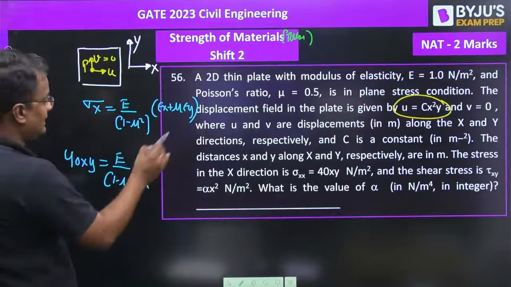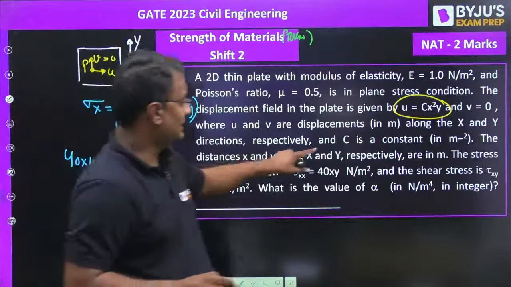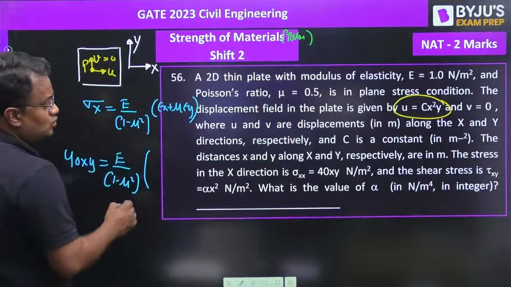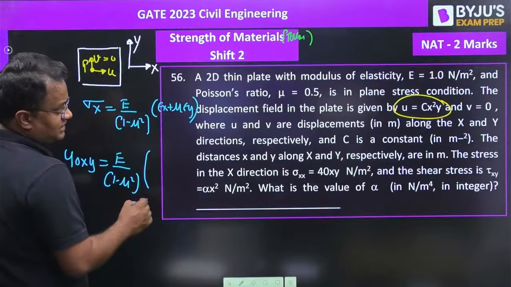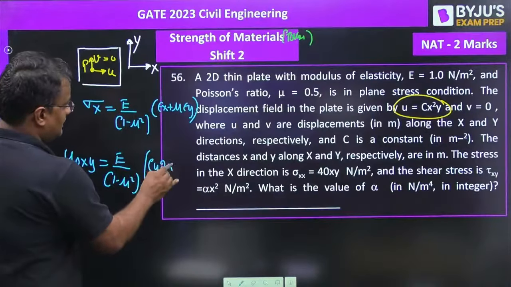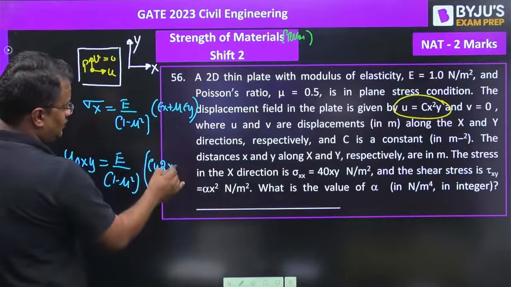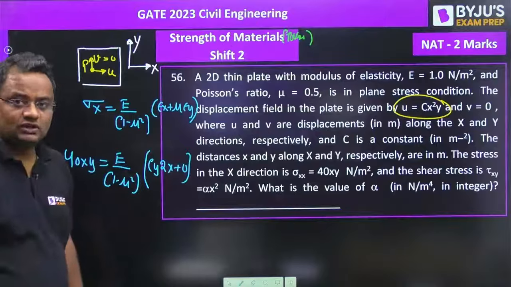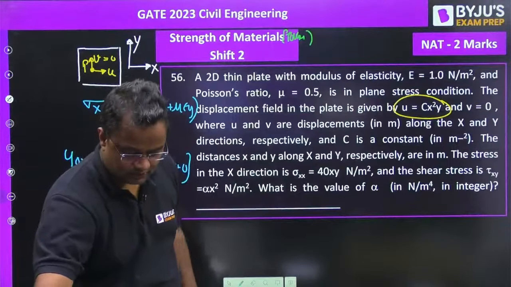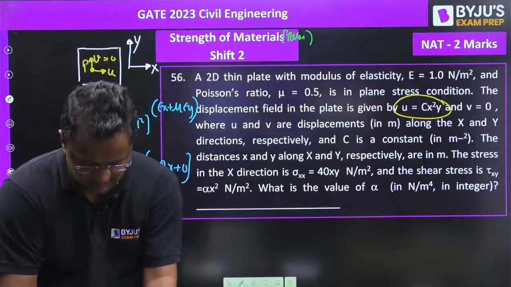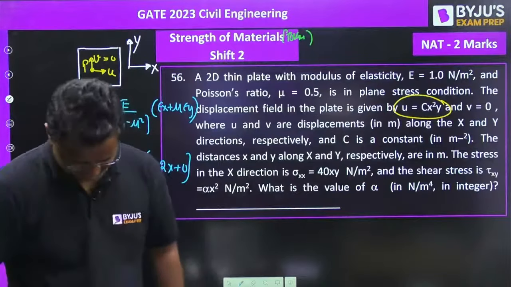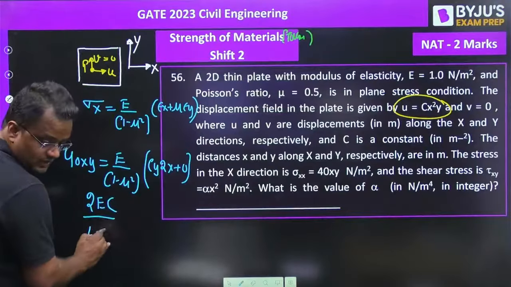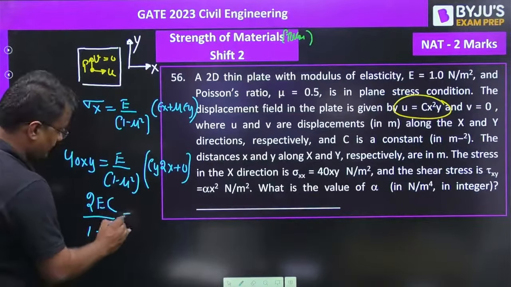Epsilon x is del u by del x. Differentiating u with x, it will be 2x cy. And epsilon y is del v by del y, and v is 0, so it will be 0. So this is one equation. I'm not wasting your time, guys. Directly from here, what values are you getting? 2Ec over 1 minus mu square is equal to 40.